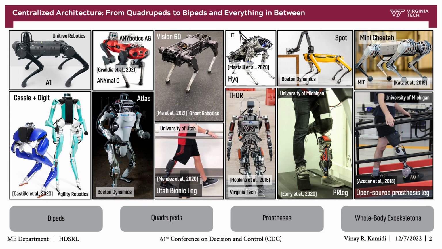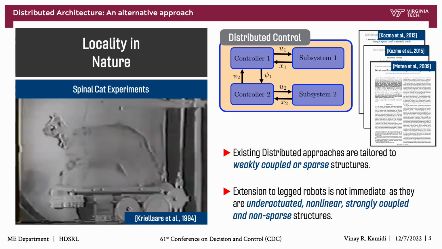Despite the superior performance of centralized QP-based controllers, they exhibit a lack of scalability with the increasing complexity of modern legged robots, wherein each new robot has more degrees of freedom than its predecessor. Turns out, nature employs alternative approaches towards locomotion control.